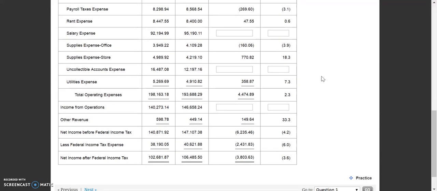We'll scroll down and do our salary expense. Here again, we're going to have a decrease amount. Notice that in our current year, it's 92,000. In our prior year, it was 95. So when we take that, we're going to have a decrease amount of 2,995 and 12 cents. Then when we take our decrease amount and divide by our prior year, we end up with a negative percentage of 3.1.